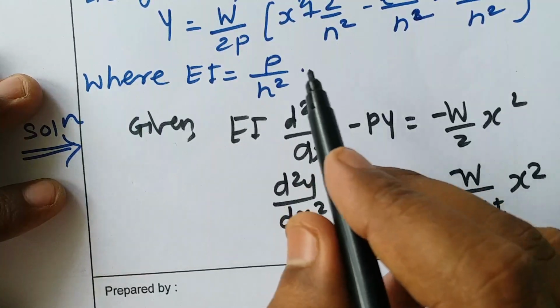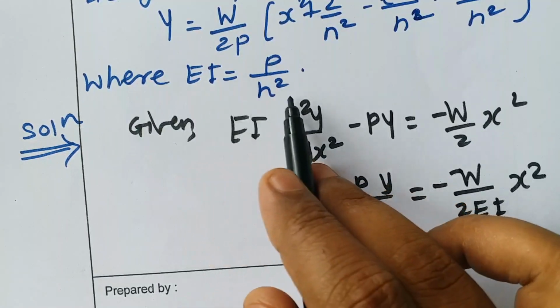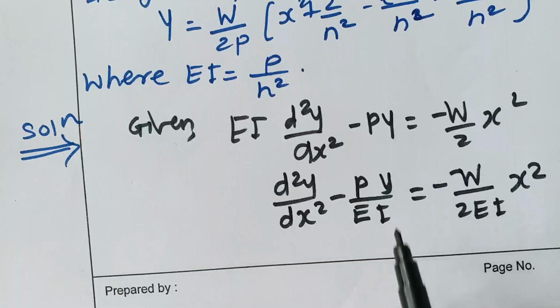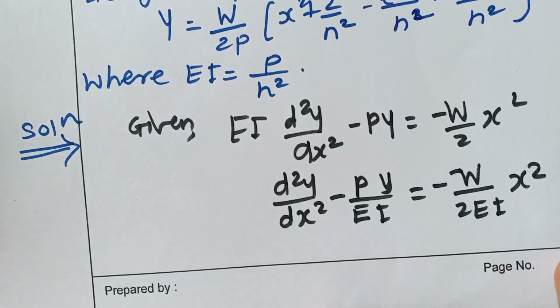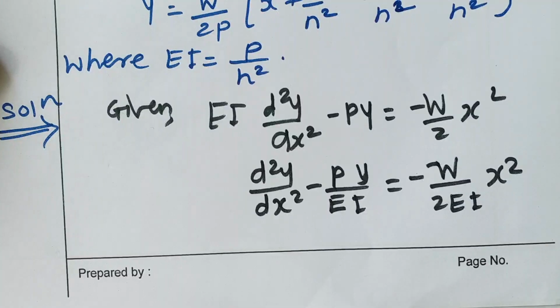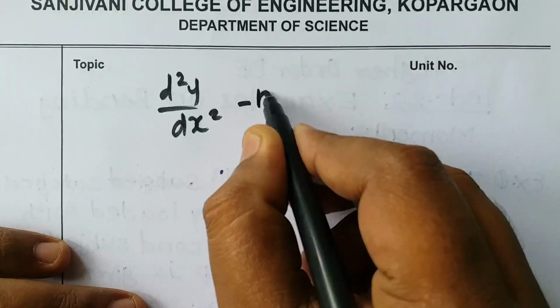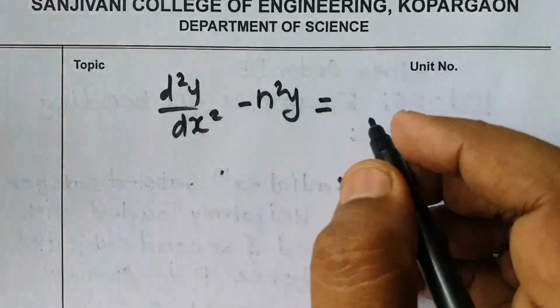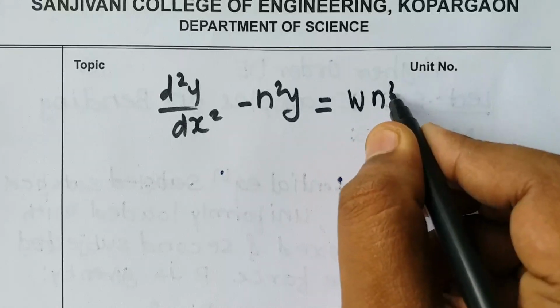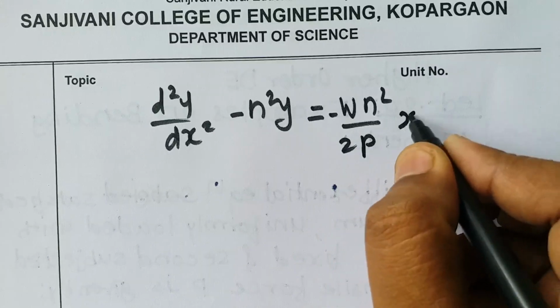Now this value is given to us. The value of P upon EI, if you take EI on this side, will be equal to n square. So this value we are going to replace by n square, and in the right hand side we have 1 upon EI. The value of 1 upon EI will be n square by P. So let us replace this value. We'll get the differential equation in this form: d2y by dx square minus n square y equal to minus w n square by 2P x square.